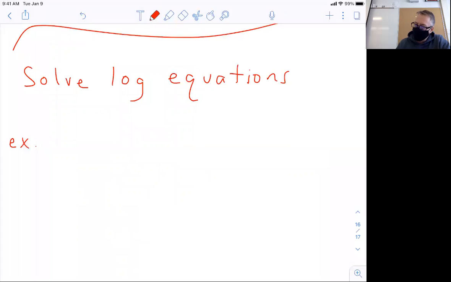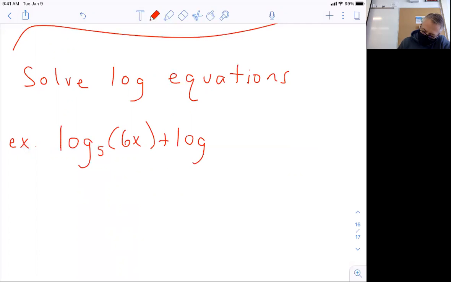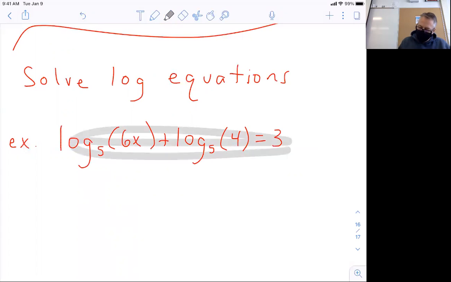So let's start with log base 5 of 6x plus log base 5 of 4 is equal to 3. So that is one ugly log equation, right? It has logs in it. It has an equal sign. It's a log equation.